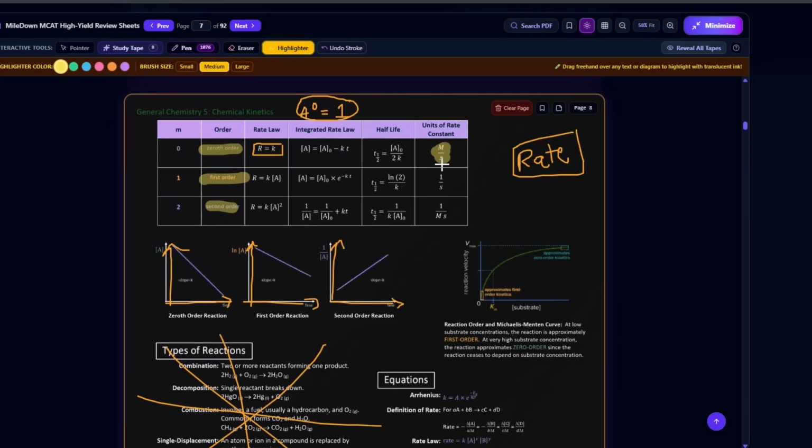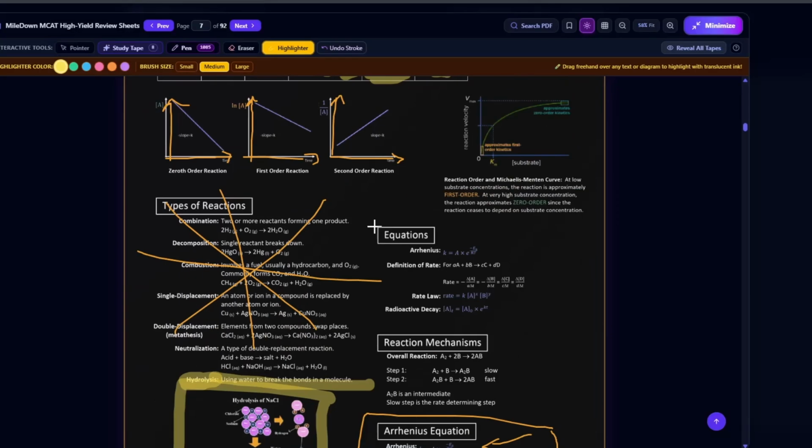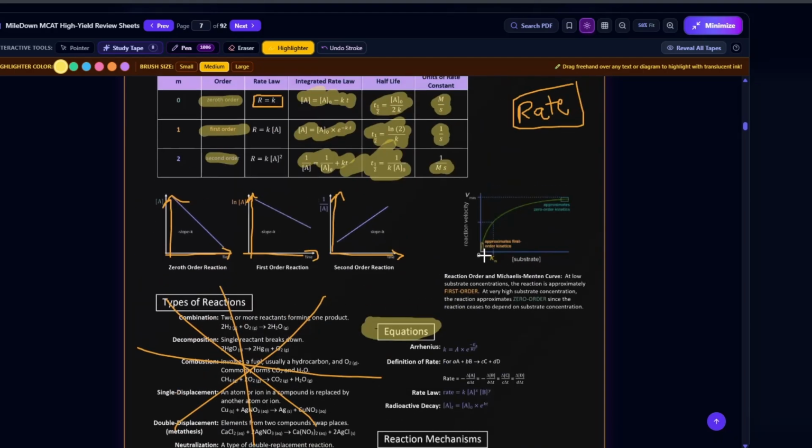Apparently, the units are also important to know. These are just memory based and also practice problem based. Once you do enough practice problems, you will start to understand all of this way better. But I went through most of the basics. And then it is the equations: reaction order and the Michaelis-Menten curve.